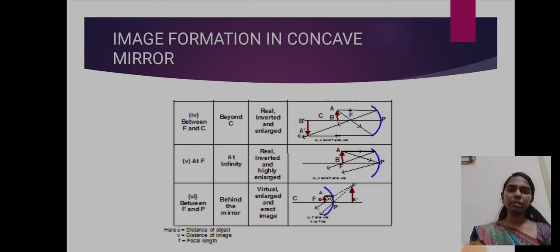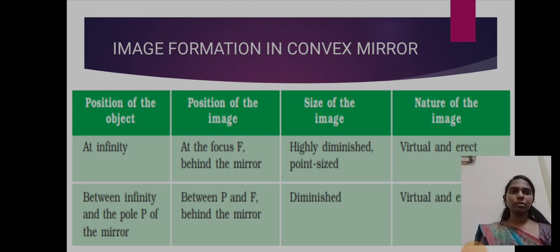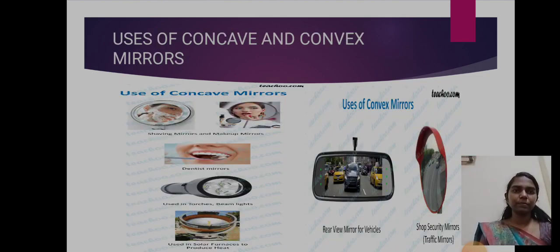While in case of between F and P, the image formed is behind the mirror. The image is virtual, enlarged, and direct. Image formation in a convex mirror: the position of the object is at infinity. The image will be formed behind the mirror, and the size will be highly diminished. The nature of the image will be virtual and erect. When the object is between infinity and the pole of the mirror, the image is formed between P and F behind the mirror, the size of the image is very diminished, and it is virtual and erect.